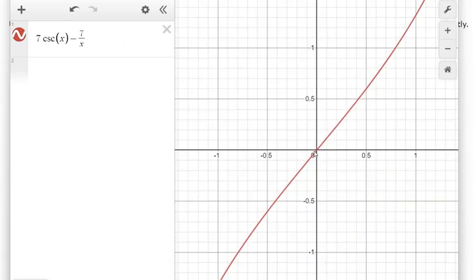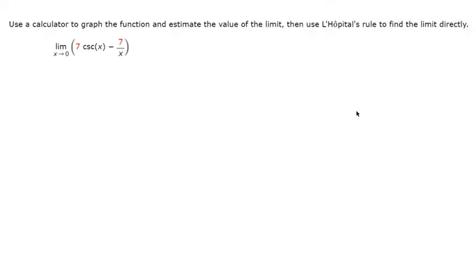So x equals 0 is right here, so it looks like the limit should be 0. We're supposed to show that using L'Hopital's Rule. L'Hopital's Rule is when we have indeterminate form, when we have 0 over 0 or infinity over infinity. You get the idea. We don't have that yet, but let's try to rewrite.